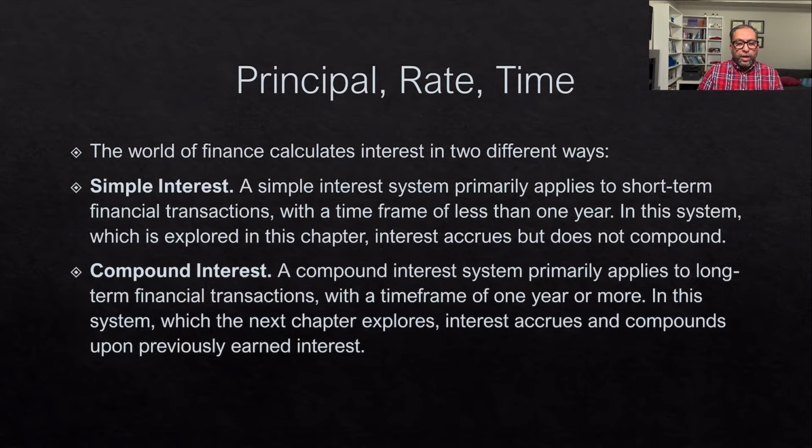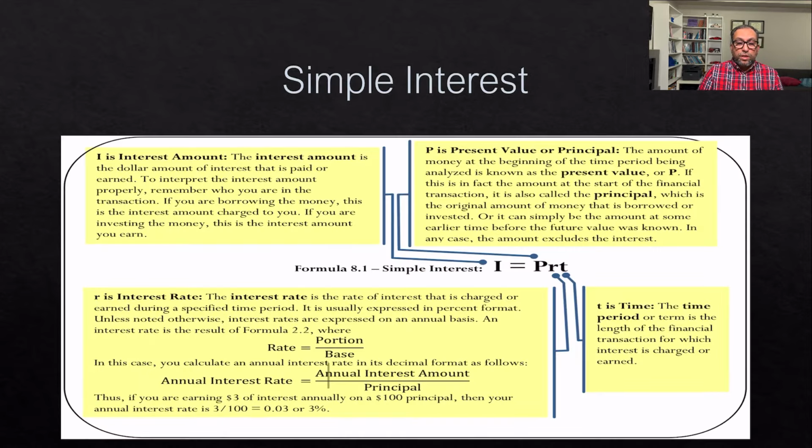So we can read here: a compound interest system primarily applies to long-term financial transactions with a time frame of 1 year or more. In this system, which the next chapter, our next video, is going to explore, interest accrues and compounds upon previously earned interest. So it is interest on interest. In simple interest, there is no interest on interest, but in compounding, there is interest on interest.